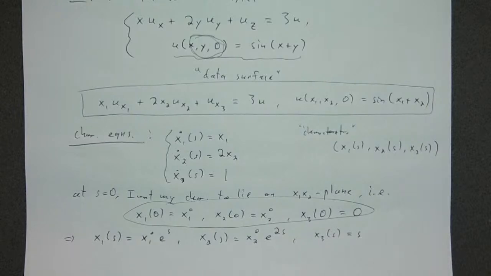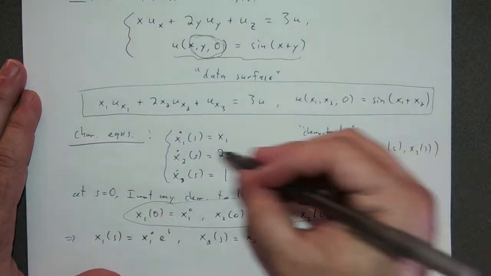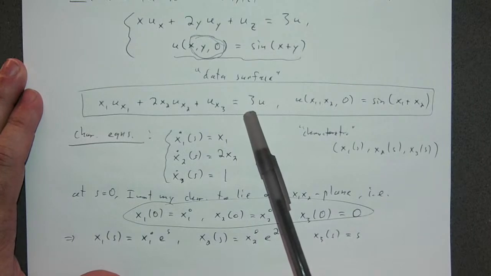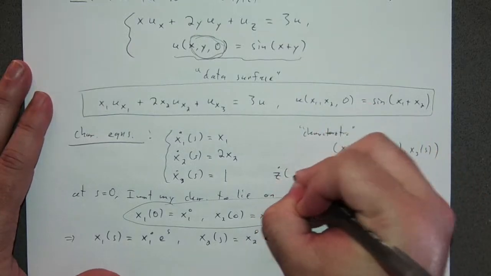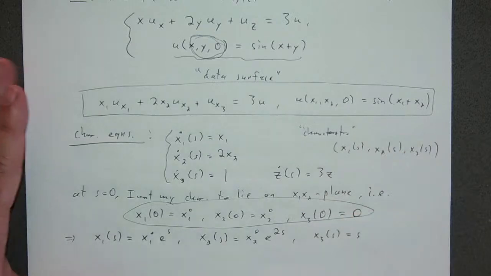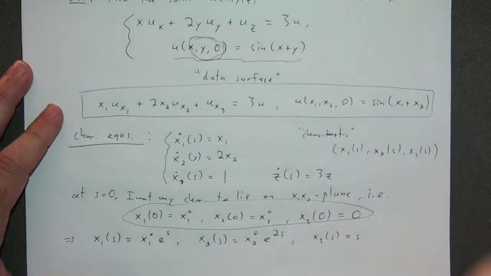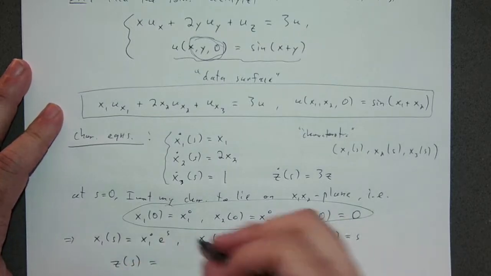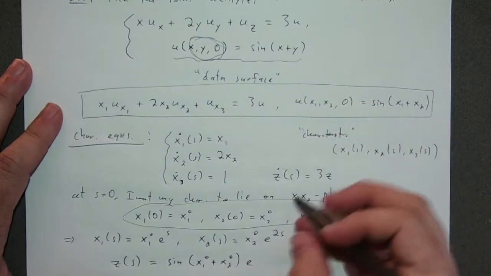Now, what about the z equation? For the characteristic equations, there's more than 3. These are just the first 3. The other characteristic equation, of course, is z dot of s is equal to 3z, because my coefficient function on u is 3. So z dot of s is equal to 3z, and since I have initial data specified here, my z of s is sine of x1 naught plus x2 naught, e to the 3s.